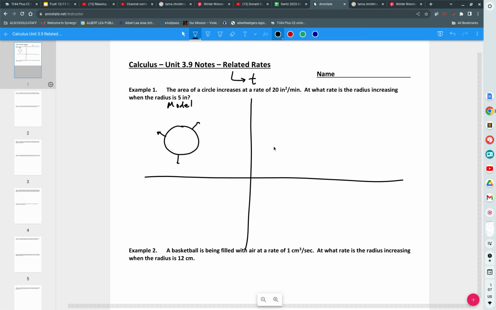Here's where I model the problem. And here is where I write my formula. I also like to write my knowns. And unknowns. Okay, so what formula do you think we're going to use in this problem? Area of a circle is pi r squared. I don't give you the formula, area is pi r squared.